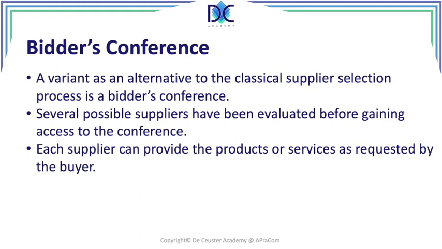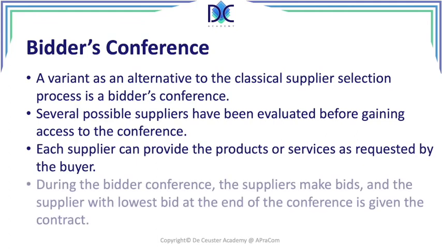All those suppliers that have been selected can provide the products or services as requested by the buyer at cost, time, and quality. But during the bidders conference, the suppliers typically will adjust their bids, and after a certain time, the bidder with the lowest price will get the contract. So basically that is happening.